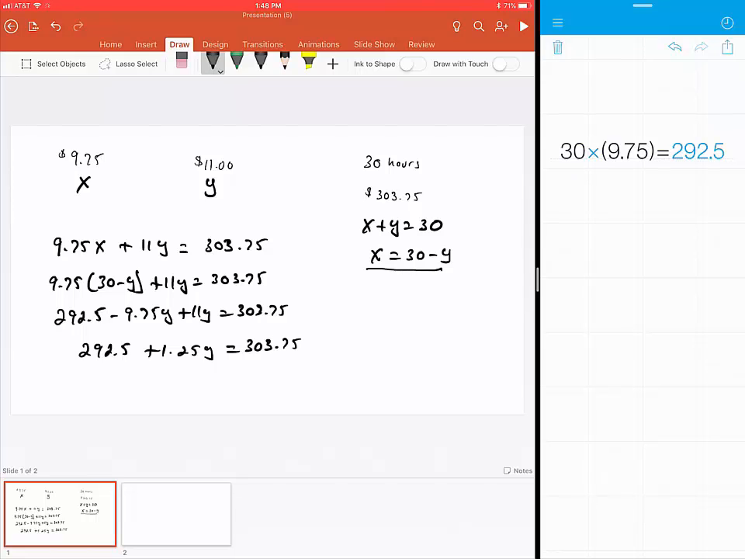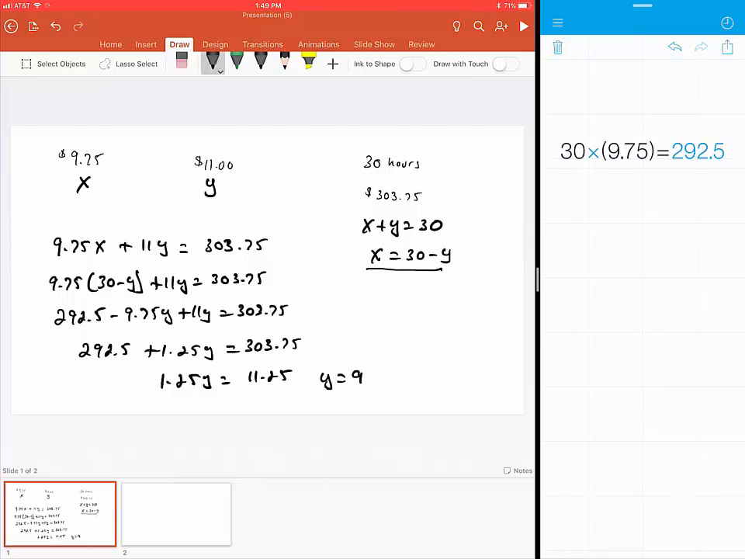Now we're going to subtract the 292.5 from both sides. So we're going to do $303.75 minus 292.5, which is going to give us 11.25. And then we're going to divide both sides by the 1.25 so we can solve for y, and we get that y is equal to 9. So according to this, he worked for 9 hours as a landscaper.